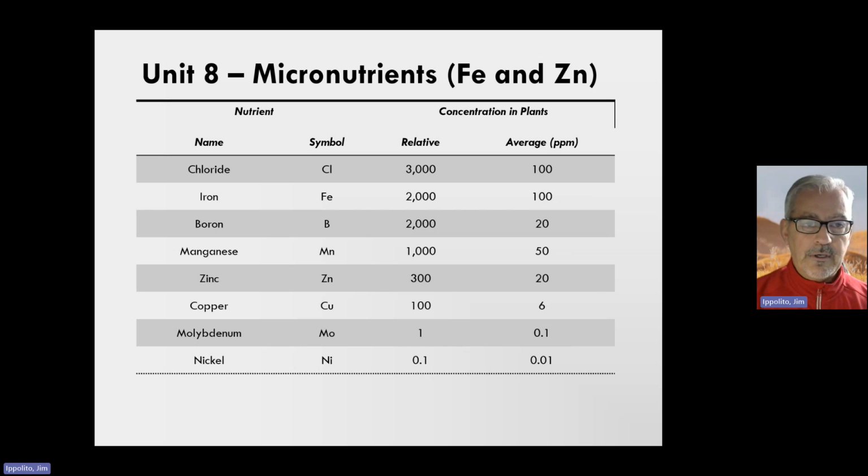If you remember, we talked about the concentration of, for example, carbon in plants, and carbon in plants runs about 45%. And if you were to convert that to a part per million basis, that would be 450,000 parts per million. So it's easier for us to express most of the macronutrients in plants, if not all of them, on a percentage basis, but it would be pretty much useless to express the concentrations of micronutrients within plants on a percentage basis. And thus we express them on a part per million basis.